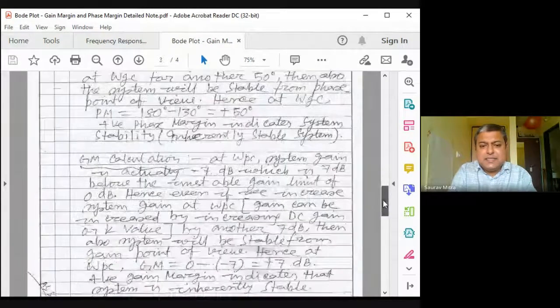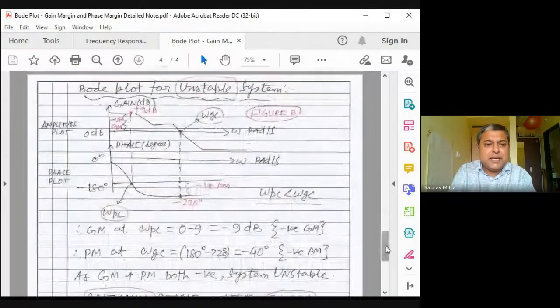Second case, I'll just take 1 more minute. If you check here, what happens is omega gc is greater and omega pc is less. So here you are finding that this is unstable. Initially you are finding this is omega pc and omega gc. So in this case you are finding that phase margin is negative, gain margin is also negative. So in this case the system is unstable.